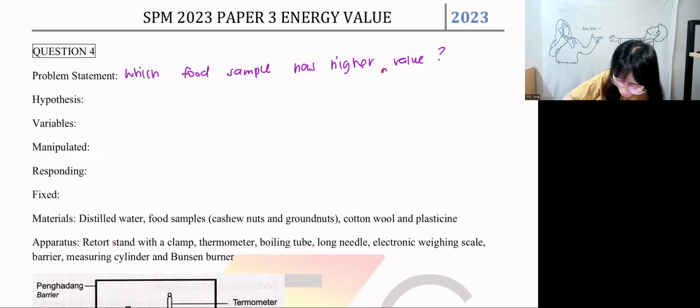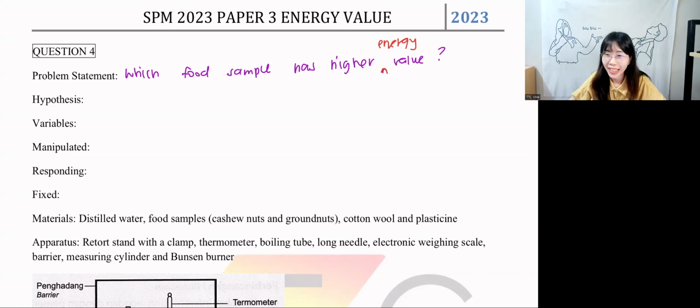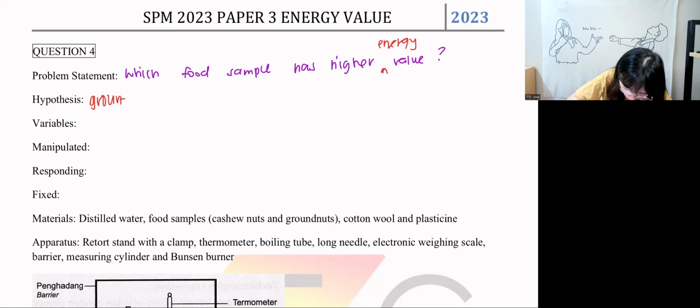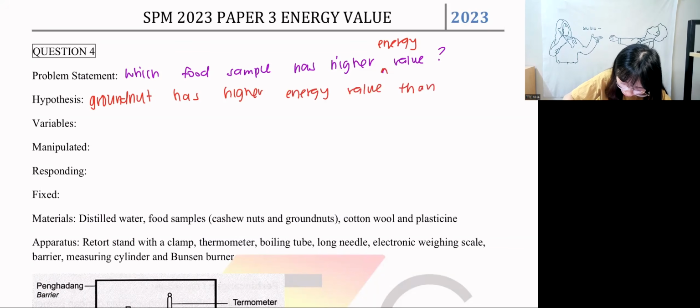Okay, now I notice you guys ask me the same question about energy value. Last time you did the experiment, the nut couldn't catch on fire, it just turned black, so the water temperature did not increase because there was no flame. In that case, maybe you can try another nut. If it cannot be on flame, you can use another nut to try it. So you can say ground nut has higher energy value than cashew nut.